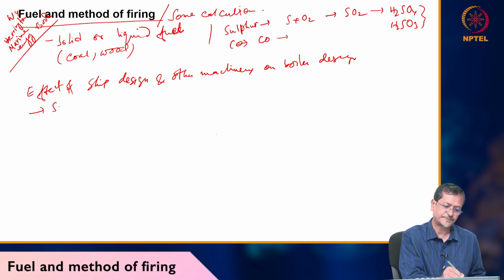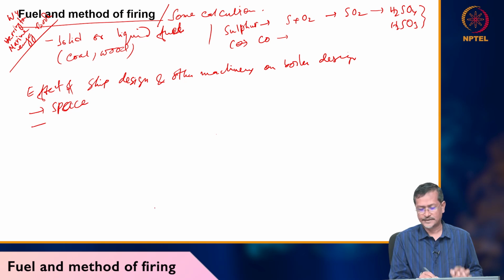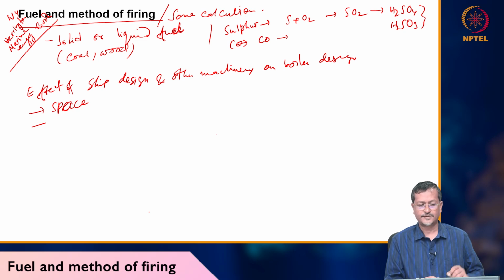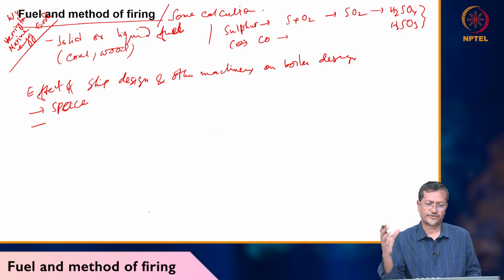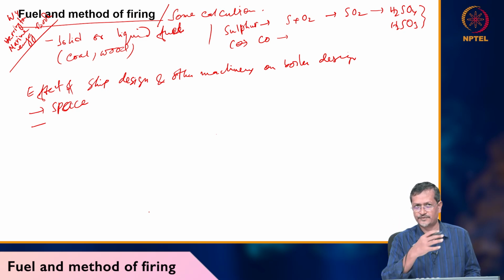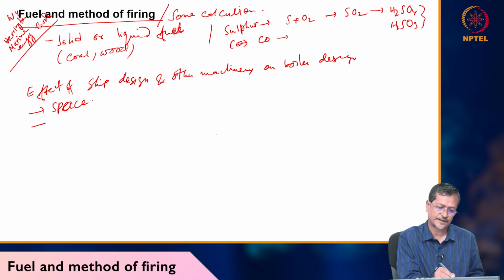So compact space is already better, because in many cases marine ship machinery will not have larger space. Let's say a thermal power plant on land has lots of space, so you can maintain things properly. But if you have compact space, then everything must be compact, like your heat exchanger, your turbine system, everything. So space is one main criterion.